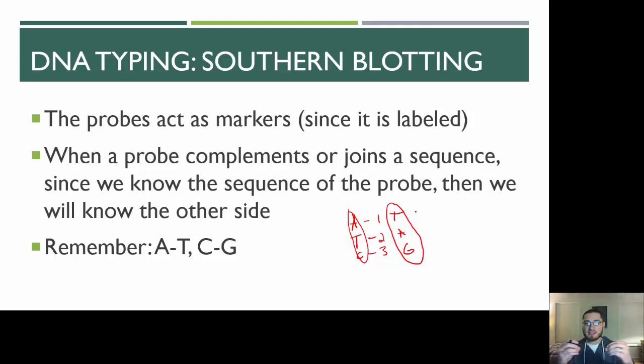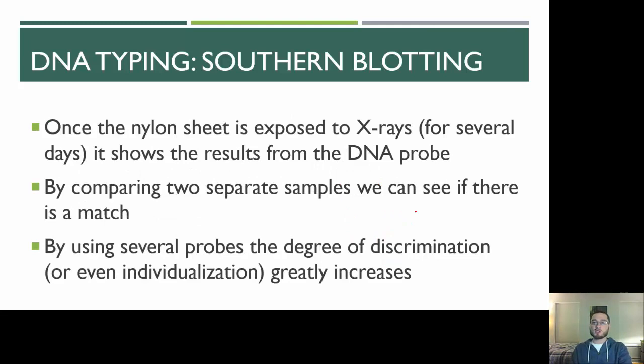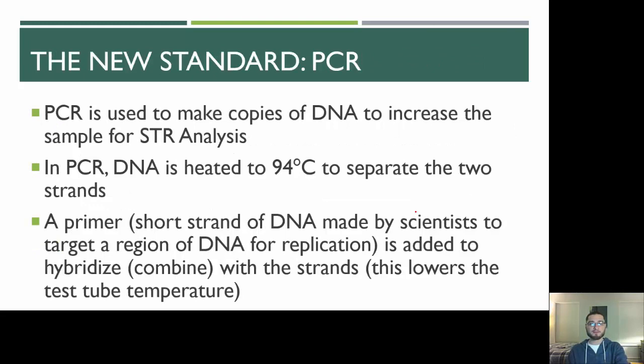Because when you look at the gels, you just see these bands of DNA. It's not going to jump out at you and read the letters to you, so you have to use these probes in order to figure out what the letters are. So once the nylon sheet is exposed to X-rays for several days, it shows the results from the DNA probe, and by comparing the two separate samples, we can see if there is a match. By using several probes, the degree of discrimination, or even individualization, if you want to talk about how DNA is going to pinpoint one specific person's DNA, greatly increases.